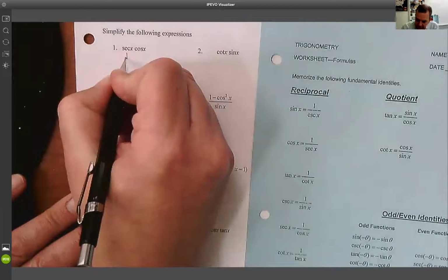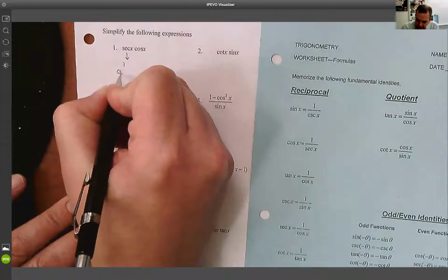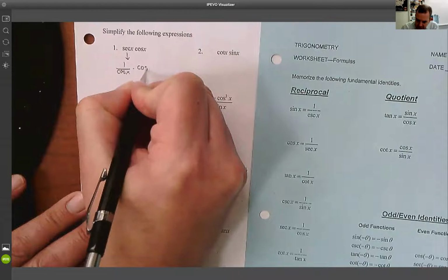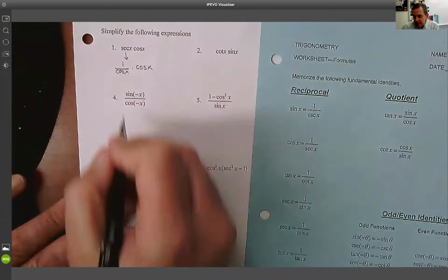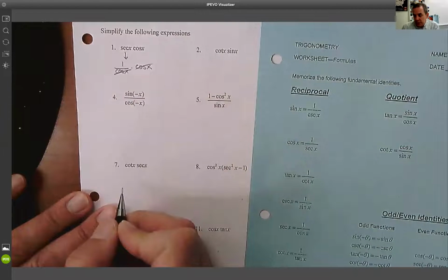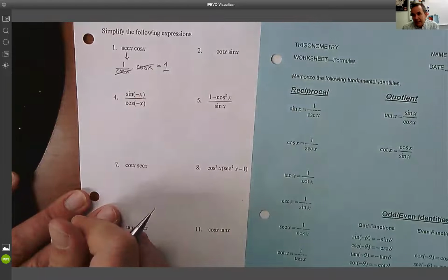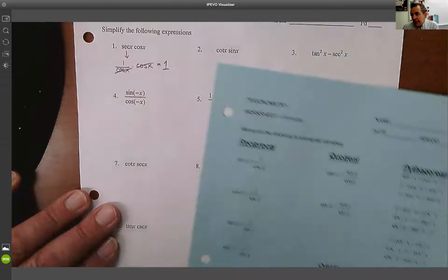So what I can do is rewrite secant x as 1 over cosine x. And now I have 1 over cosine x times cosine x. Those two eliminate. You're left with that 1. Okay, so that's how you're going to approach one like that.